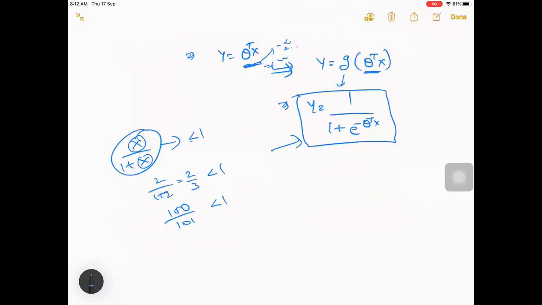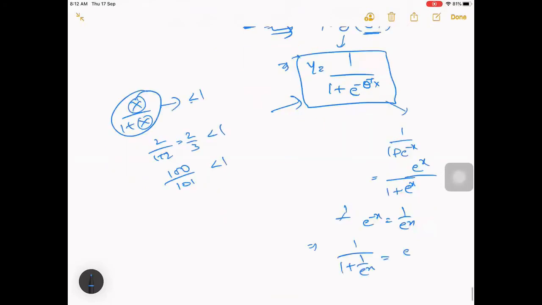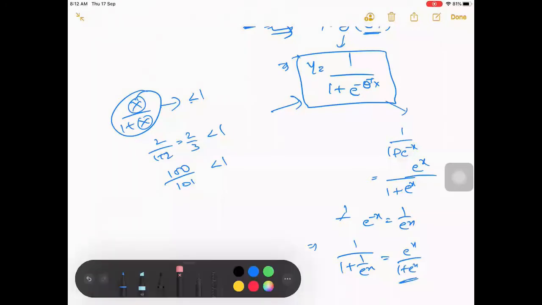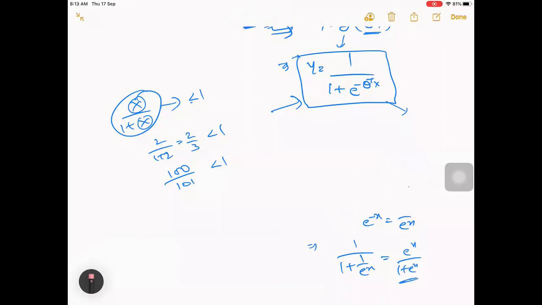Now this one is 1 by 1 plus e power minus x. We can also write it as e power x by 1 plus e power x, which is the short form. We can expand it and get this, because e power minus x is 1 by e power x. Using that, 1 plus 1 by e power x, you will get e power x by 1 plus e power x. So this will always be less than 1. That is what we have to identify from this.